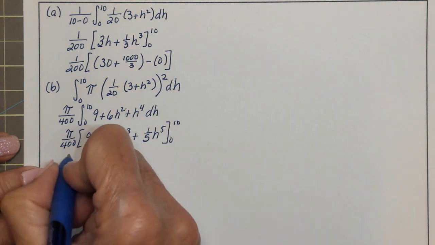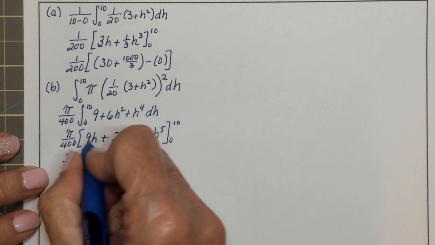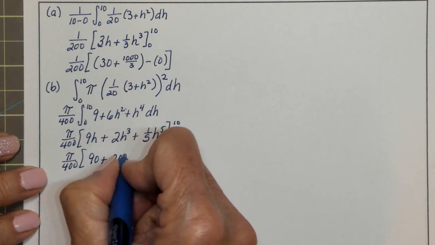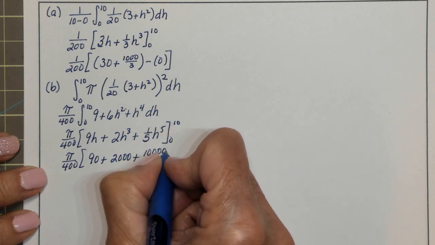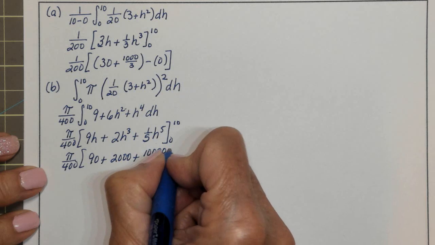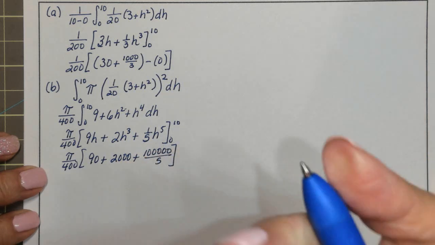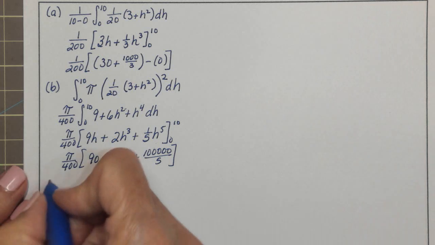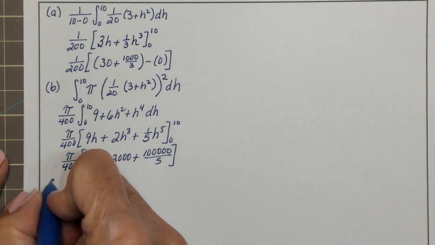And now plug in our values. Plug in 10. One, 2, 3, 4, 5 over 5 minus 0, so that's just it. That's it. Okay, I'm feeling pretty good here. Part C.